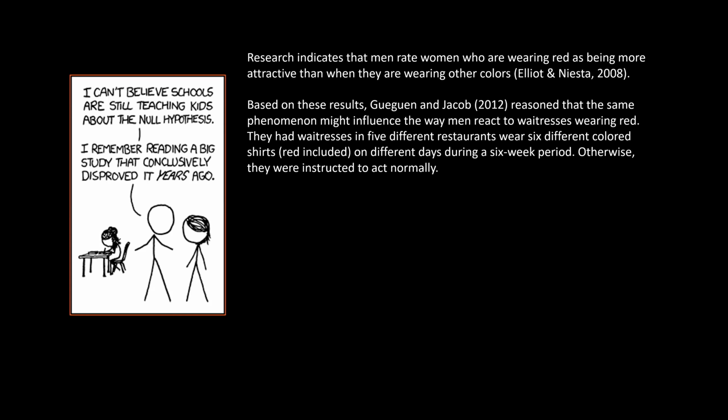So what they had waitresses do is they had waitresses in 5 different restaurants wear 6 differently colored shirts, red included, on different days of the week during a 6-week period. So they essentially rotated 6 different colored shirts for 6 weeks so that they'd be wearing them on different days of the week, etc. Otherwise, they were instructed to act normally.